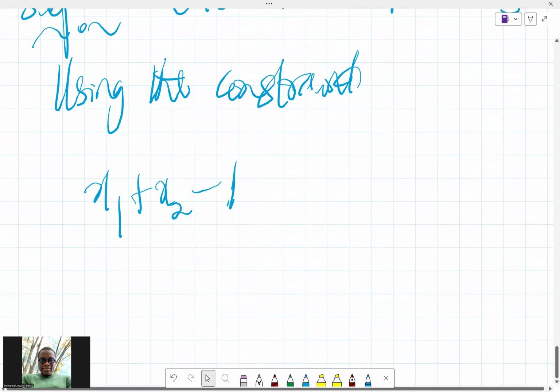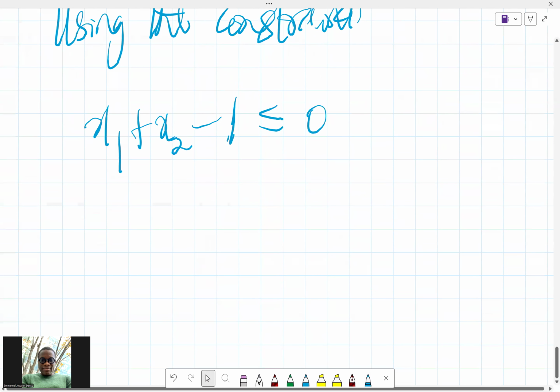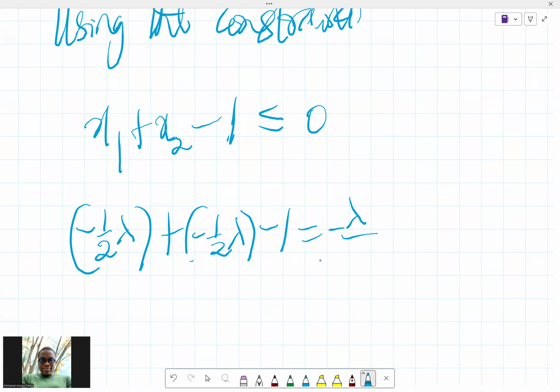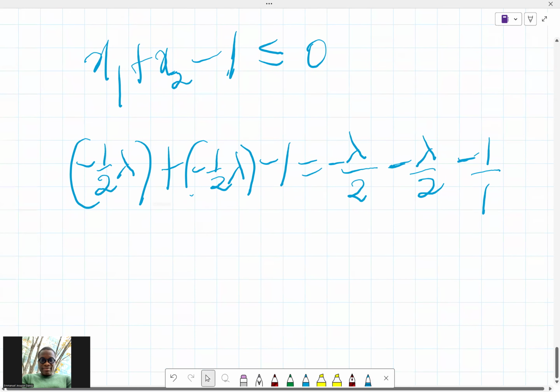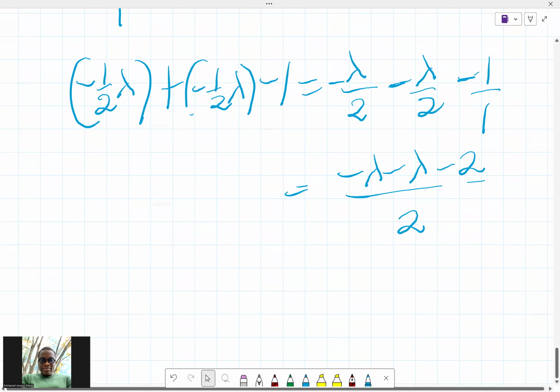The constraint itself is less than or equal to 0. So we know x1 is minus 1 over 2 lambda, plus minus 1 over 2 lambda again, minus 1. If you try to solve this, this is minus lambda over 2 minus lambda over 2 minus 1 over 1. The LCM is 2, so we have minus lambda minus 2.